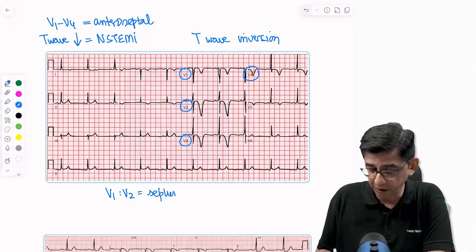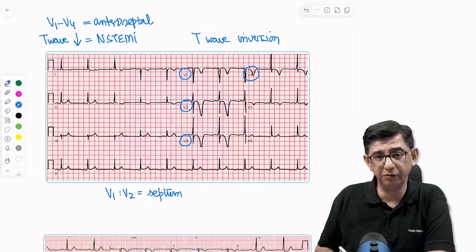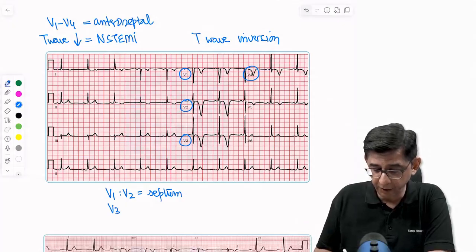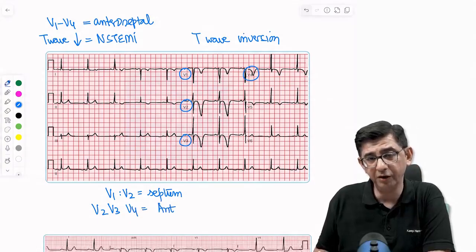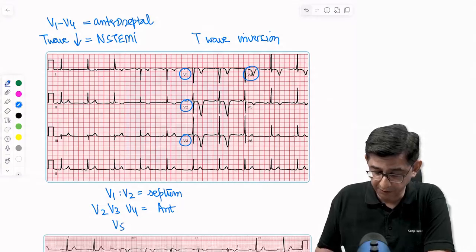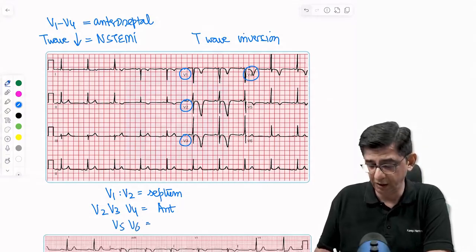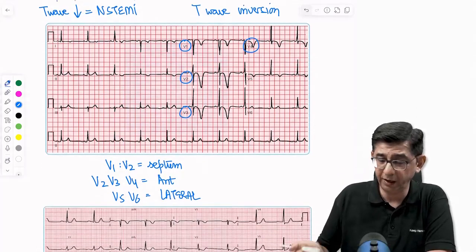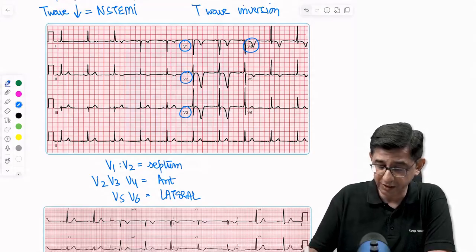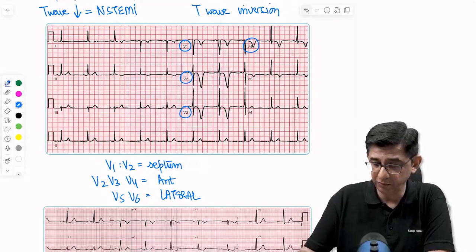The septum area is the interventricular septum, the wall separating the left and the right ventricle. Lead number V2, V3 and V4 help in mainly studying the anterior surface of the heart, and lead number V5 and V6 are helpful in studying the lateral surface of the heart. So if the changes are present in all of them, then I can say that it is an extensive involvement, then it is an extensive myocardial infarction.